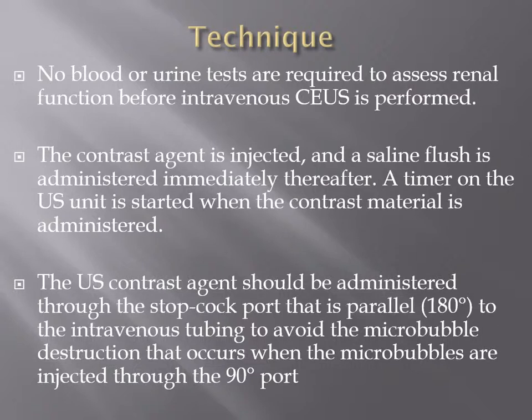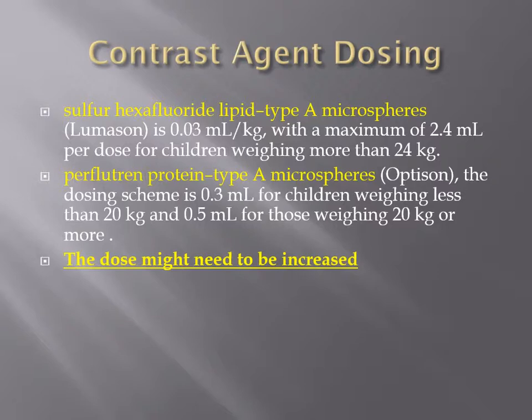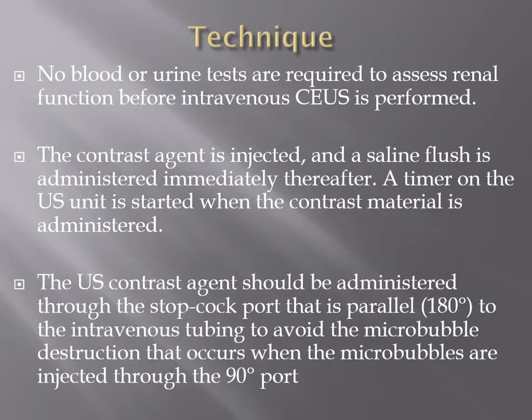A specific type of cannula called a stopcock port should be parallel, about 180 degrees. It means parallel to the venous tube in order not to destroy the bubbles, because if it was 90 degrees, perpendicular to the venous tube, it will cause some disruption of these microbubbles. So the technique is very important. The cannula has two ports, one horizontal, one vertical. So you inject through the horizontal one, like the usual, not through the vertical.